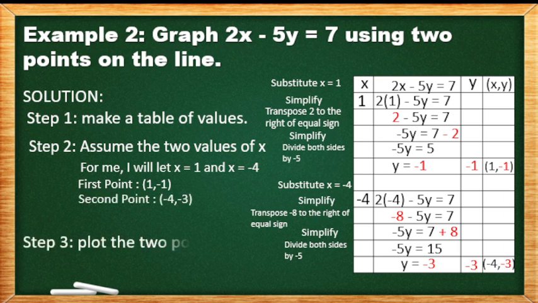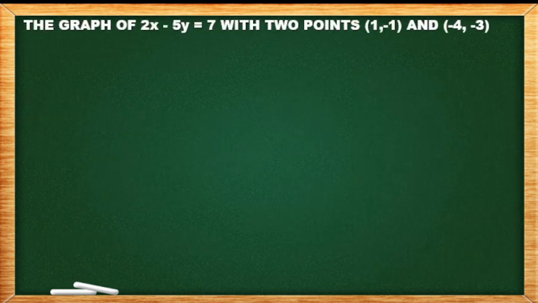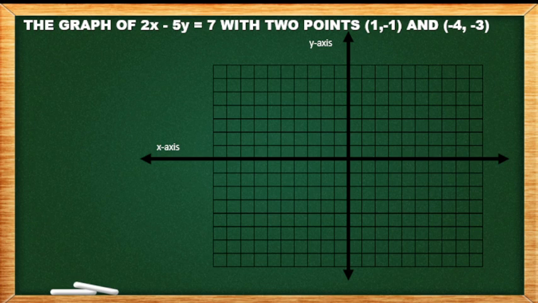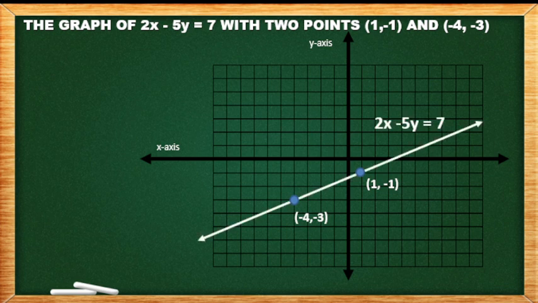Ayan. So, we need to plot the 2 points. So, the graph of 2x minus 5y is equal to 7 with 2 points, 1 and negative 1, and negative 4 and negative 3. Ayan. Cartesian plane, 1, negative 1, nasa quadrant 4. So, dito siya. Ayan yung 1 and negative 1. And negative 4, negative 3, nasa quadrant 3. Kasi they're both negative. Quadrant 3 po. So, construct a line. Ayan. So, this is the graph of 2x minus 5y is equal to 7.